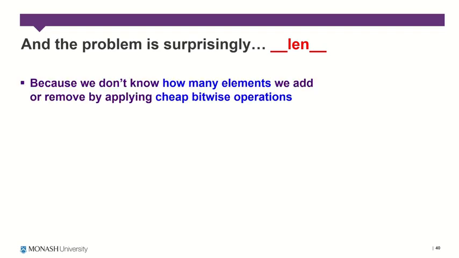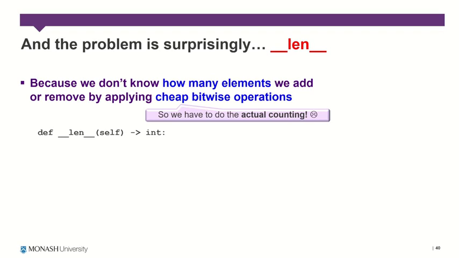Let's have a look at why we can't keep track of the length, and it's to do with the fact that we've used cheap bitwise operators to do the adding and removing. It's been hard to keep track of the actual length as we've gone along, so there's no variable to keep track of that. Therefore, we actually have to count. So for example, when we're adding or removing, because we just did these operations, we didn't actually know whether we added the item or the item was already there. Similarly, when removing, we don't know if it was removed or not. So therefore, we can't keep track of the number of elements, and we're going to have to go through and count.